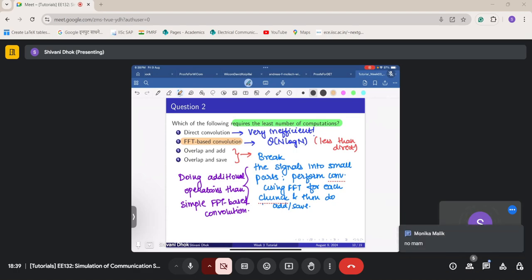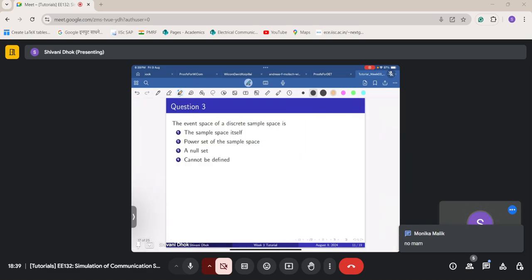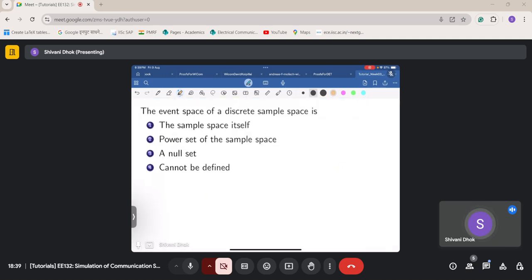Okay. So let's move on to the next question. This question is, the event space of a discrete sample space is. The first option is the sample space itself. The second option is the power set of the sample space. So what do we mean by power set?